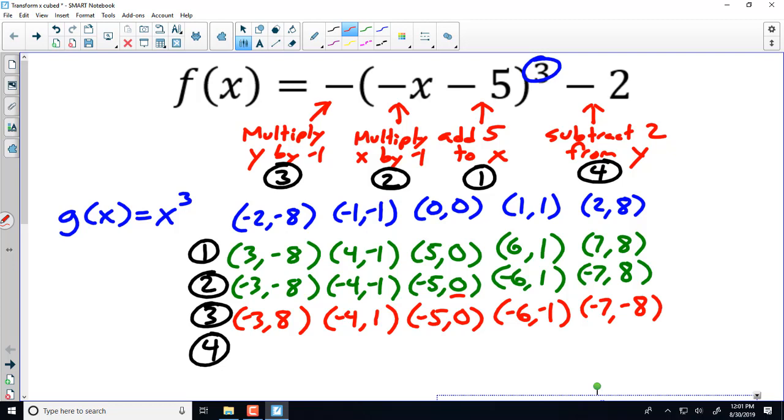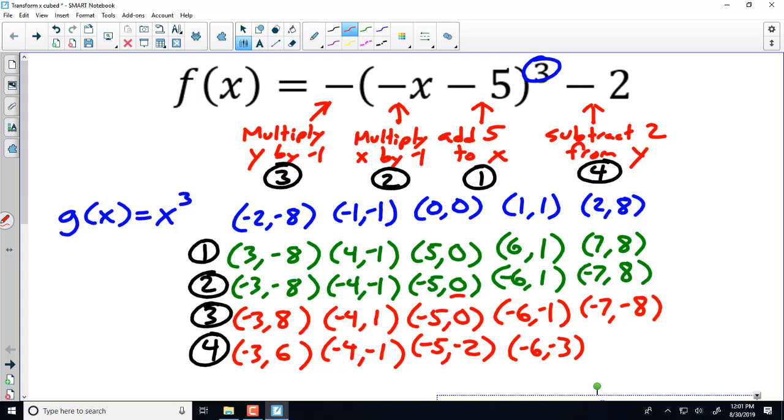Our final step is to subtract 2 from all the y values while leaving the x's alone. So that's going to be (-3, 6), (-4, -1), (-5, -2), (-6, -3), (-7, -10).